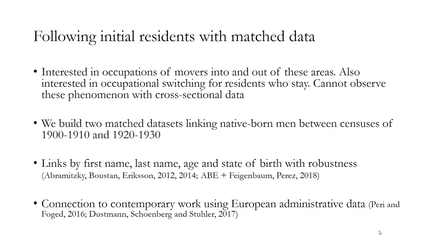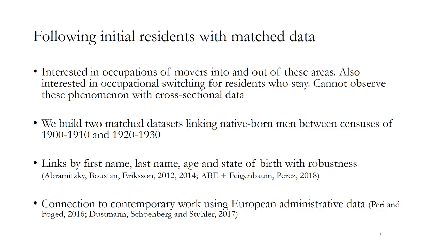In order to do that, we need the matched data, because for occupational switching, we need to know what occupation was someone holding in 1920, and then what are they doing in 1930. And we also need to identify who's an in-migrant and who's an out-migrant to see what the in-migrants are doing once they arrive, and what the out-migrants were doing before they left. So to do that, we build two matched data sets, one for 1900 to 10 and one for 1920 to 30. So we're not following the same people over this whole period, but we're following people over a decade.